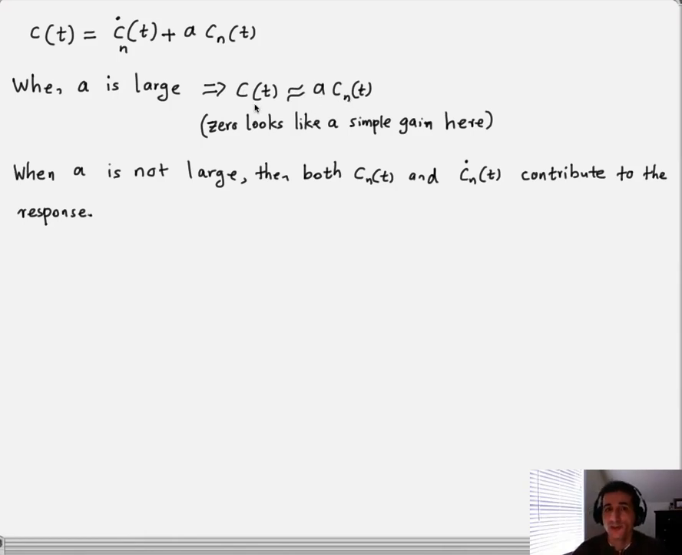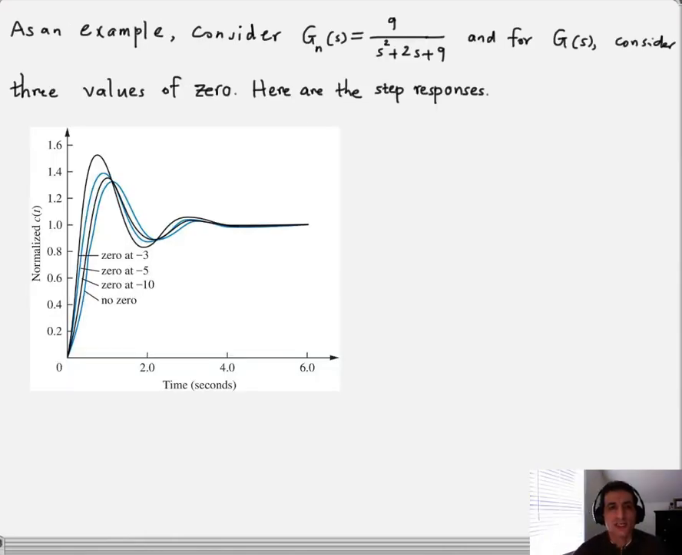But again, this is going to be true only when a is large. But when a is not large, then both Cn and also the derivative of Cn, or Cn dot, are actually going to contribute to the response. So now let's look at an example.